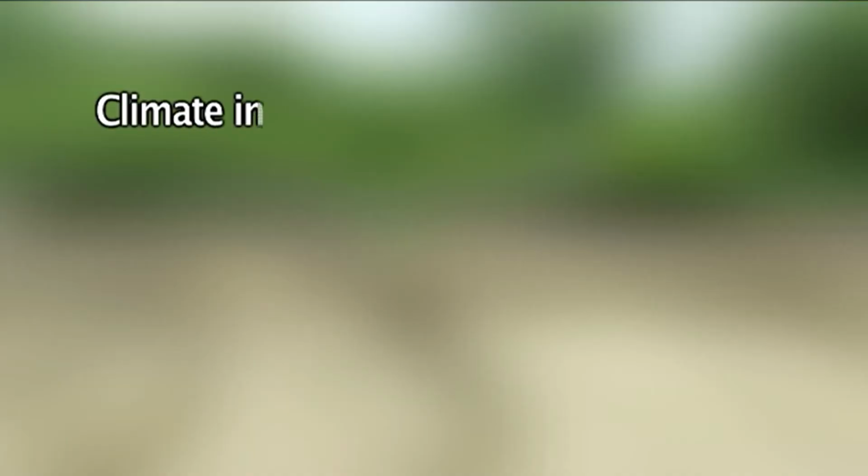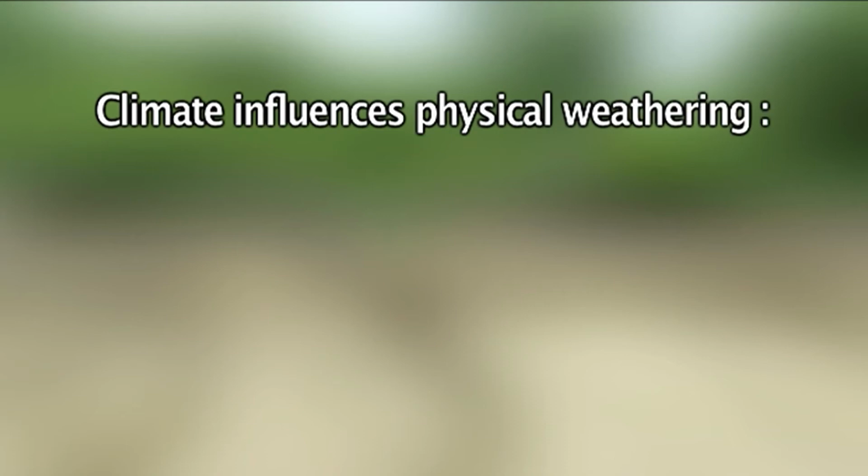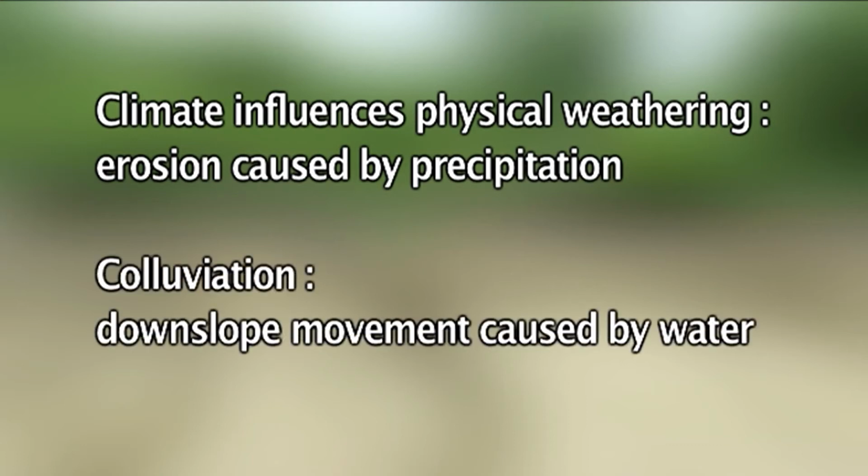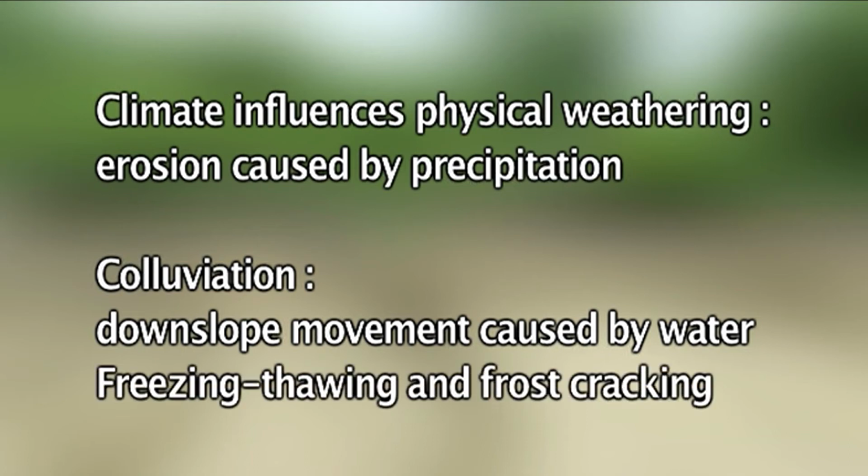Dear students, climate influences physical weathering through its impact on erosion, which is caused mainly by precipitation, colluviation, that means the downslope movement caused by water, which is stronger in warm regions than in cold regions, then of course freezing, thawing and frost cracking, etc. Climate also significantly influences the chemical weathering. For instance, rainfall rate affects the extent of dissolution and leaching.